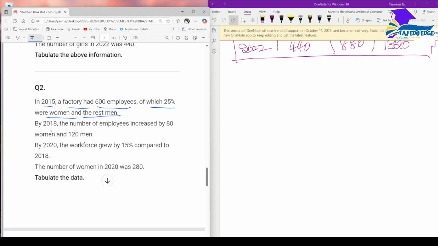So next, in 2018, the number of employees increased by 80 women and 120 men. So here they have given how many employees have increased. By 2020, the workforce grew by 15% compared to 2018. The number of women in 2020 was 280. Let's see. Wait, let's solve it.